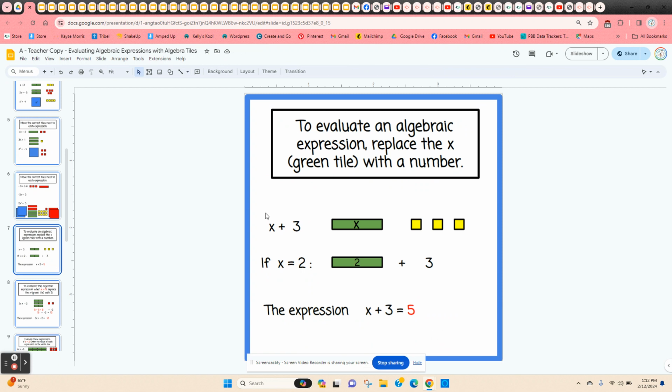Now, slide 7, this shows how to evaluate an algebraic expression. So to evaluate means we're going to replace the x or the variable with a number. And so the x are these green tiles. So here we have x plus 3. We're going to replace that x, the variable, with 2 if x equals 2. And that'll give us 2 plus 3 equals 5.